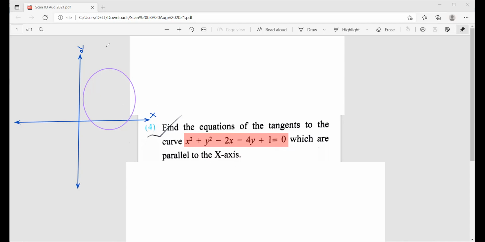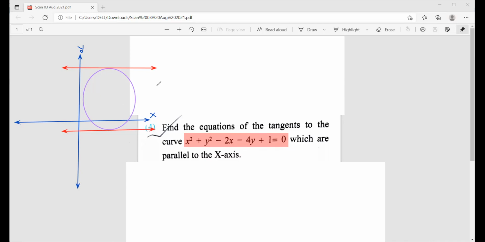So which way would those two tangents be? See, one would be this way, parallel to the x-axis, and the other is here, parallel to the x-axis. You see this? Okay, so you have to get the equation of the tangent.